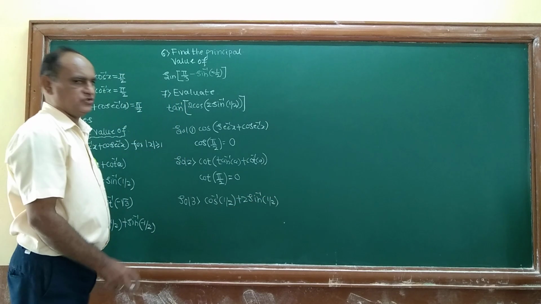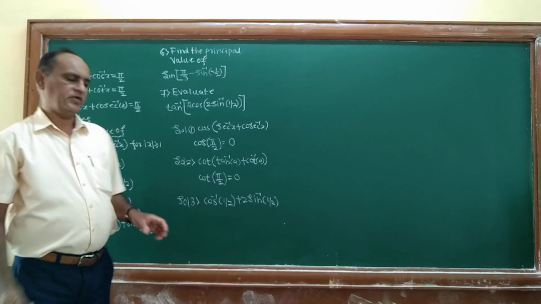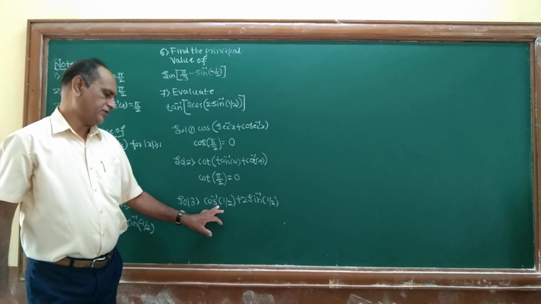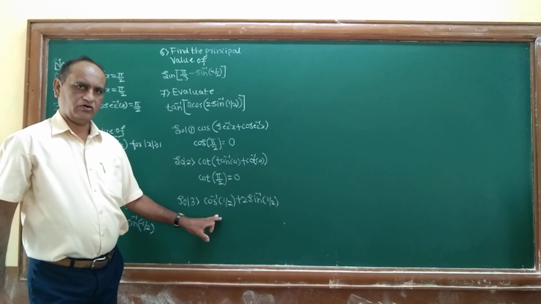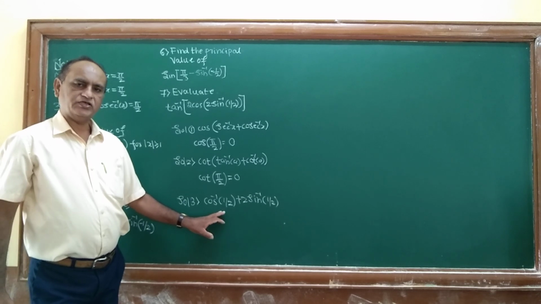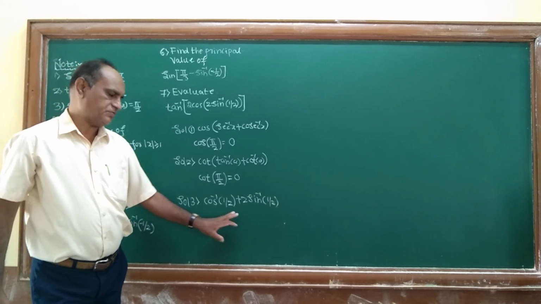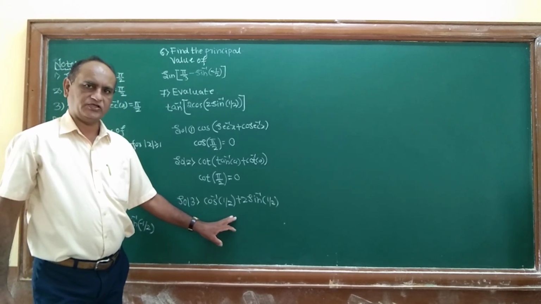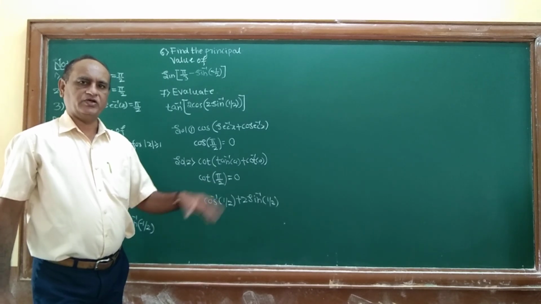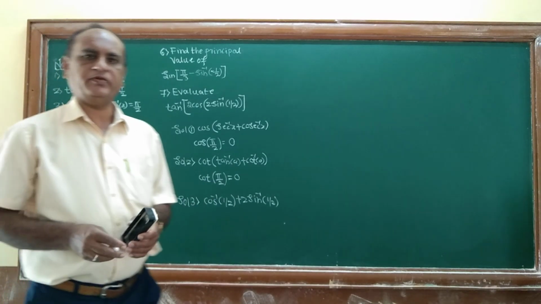So there are two standard methods. One method is that you write the principal values of cos inverse 1 by 2 and sin inverse 1 by 2 and simplify, and after getting the principal values the answer comes. The second one is somewhat of a shortcut method.